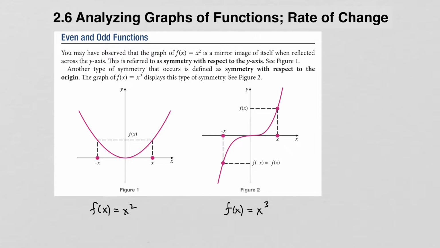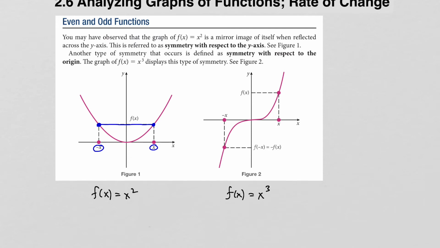So in the graphs here, we have the function f of x is equal to x squared, which has this shape. And on the right, we have f of x equals x cubed, which has this shape. Now, what I want you to notice is that for the graph f of x is equal to x squared, when you plug in a positive value of x, you get a particular y value. And when you plug in the opposite of that number, you get the same y value. And this happens for any two values of x that are opposites.